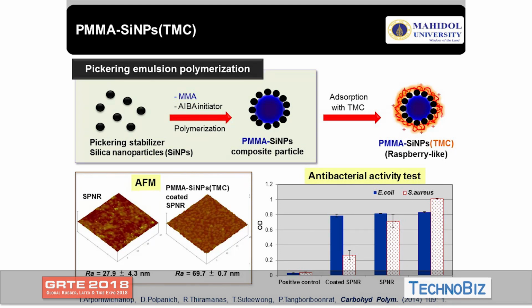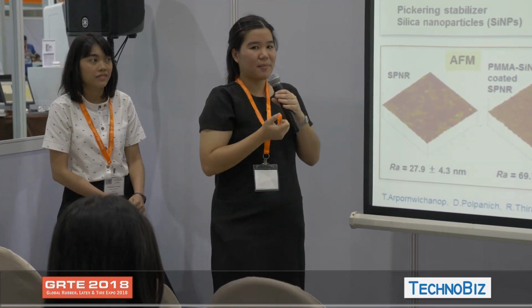With a similar result to the previous slide, after coating with this composite, the surface roughness was increased, as you can see. But this time, the antibacterial activity against S. aureus was shown. This is because of the chitosan. But the antibacterial activity did not appear in the case of E. coli. It's probably because of the difference in morphology between these two bacteria, gram-negative and gram-positive.